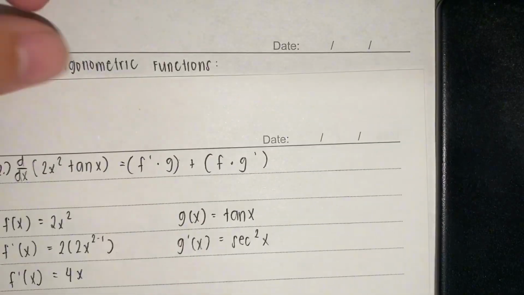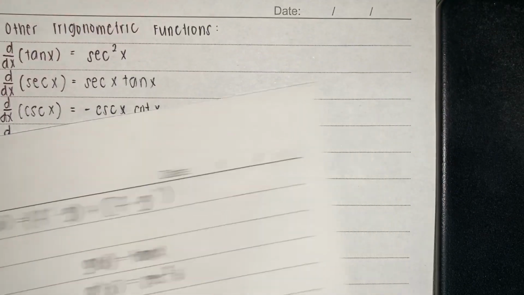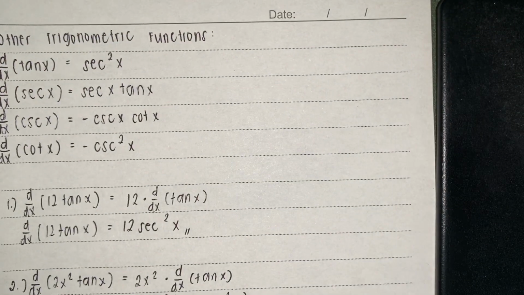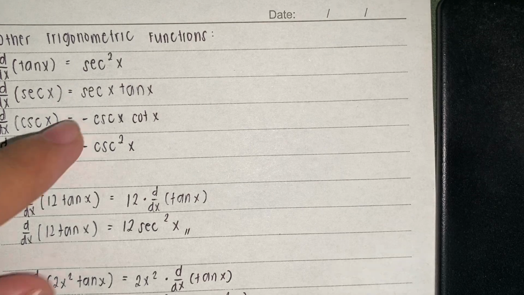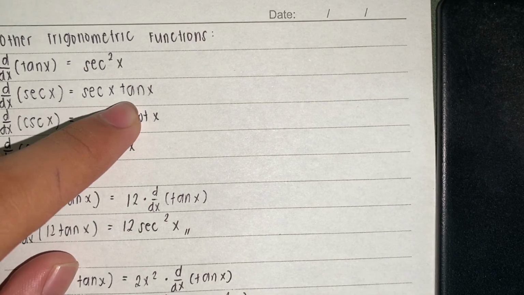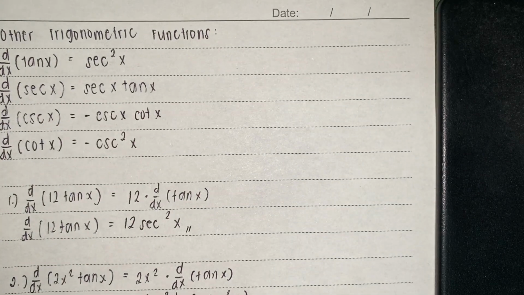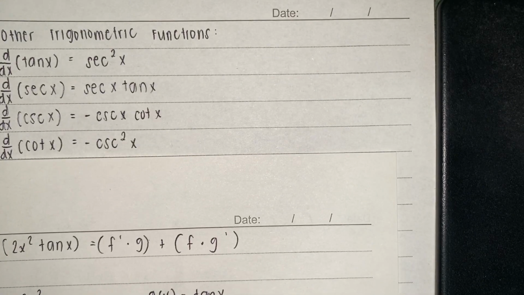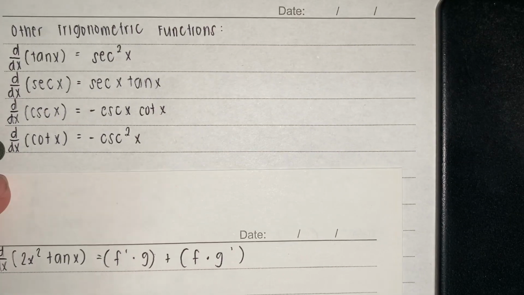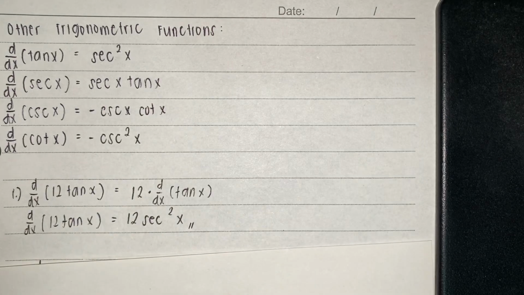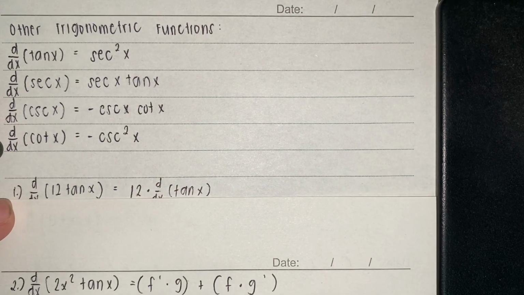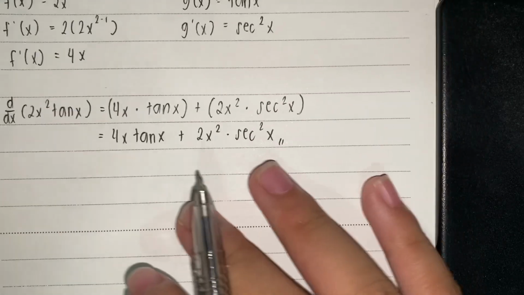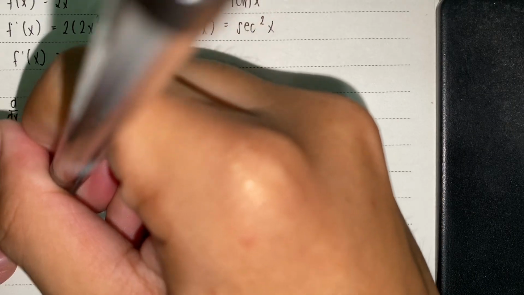Moving on to the next one, which is going to be the secant. The derivative of secant x is going to be equal to secant x tangent x. Now let's give an example. Number 3, let's try the derivative of 3 secant x.